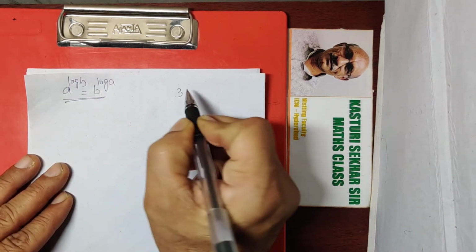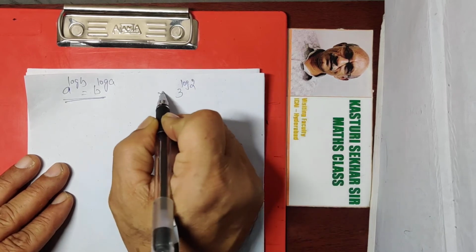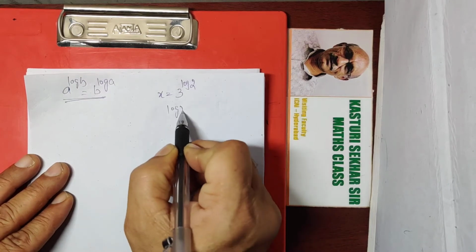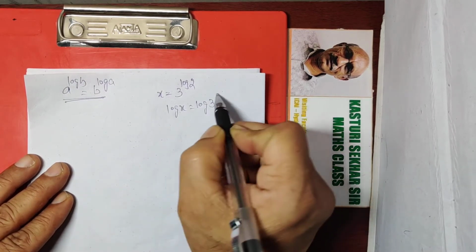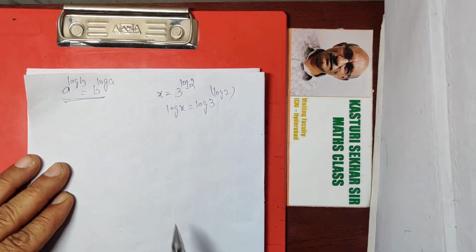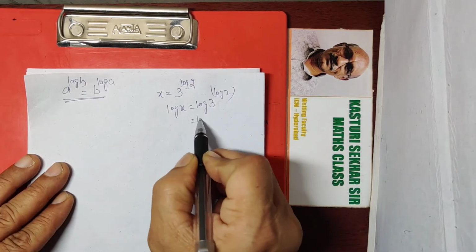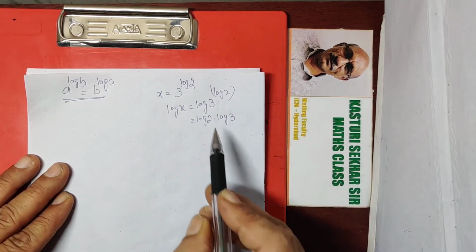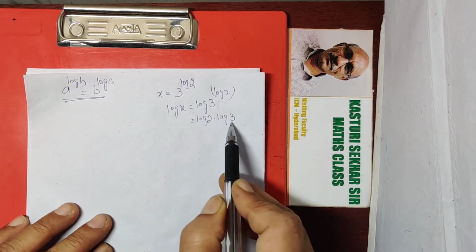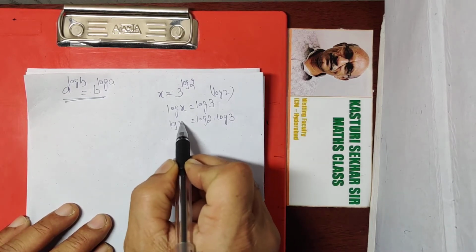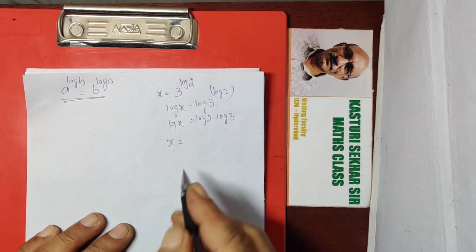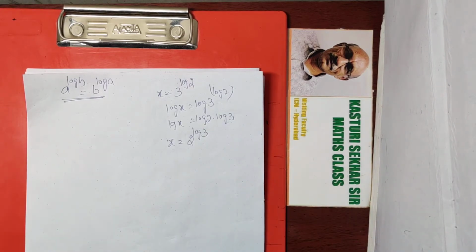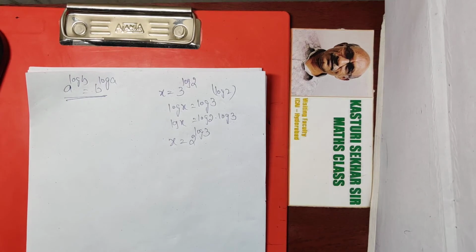Let us take 3 to the power log 2. X is equal to 3 to the power log 2. Taking logs on both the sides, log x is equal to log 3 to the power log 2. Log a power b can be written as b log a. So log 2 into log 3. This is log x. Once again, this time consider 2 power log 3. X is equal to 2 power log 3.